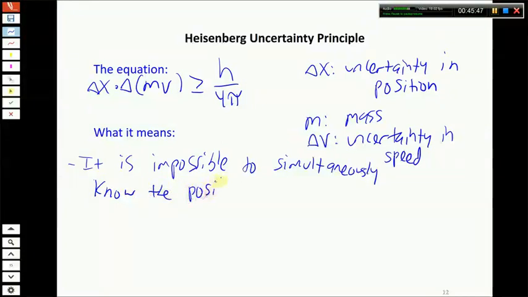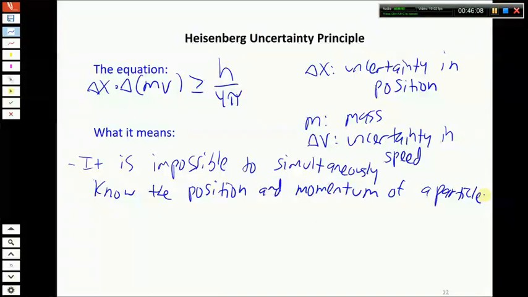the position and momentum of a particle, or alternatively the velocity, because if you know the mass, then it's really the uncertainty in velocity that you're dealing with for this delta mv term. All right, so it's the idea that you can't precisely know both of these at the same time. If we know how fast the electron is moving, we can't know where it is. In real life, this doesn't really matter. So remember that h here is a tiny number.